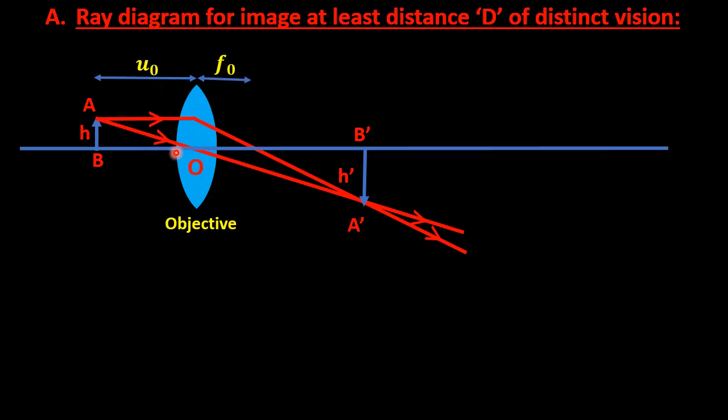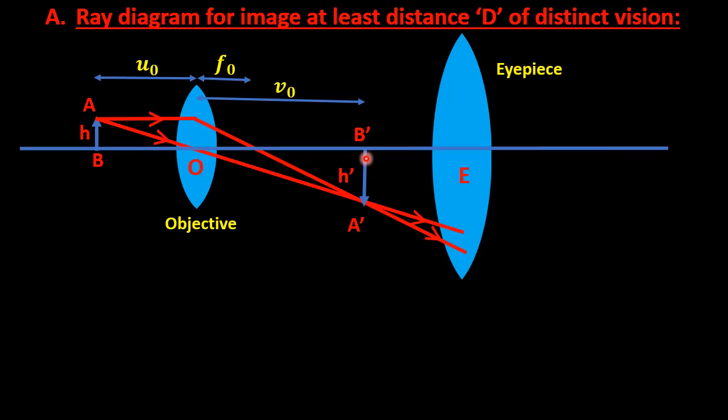Similarly, the focal length of the objective is denoted by f0, and the image distance for the objective is denoted by v0. Now the second lens, the eyepiece, is placed in such a way that the image formed by the objective lens lies within the focal length of the eyepiece. So this is an eyepiece. Let us denote the focal length of the eyepiece by fe. Here the focal length of the eyepiece is larger than the object distance for the eyepiece.